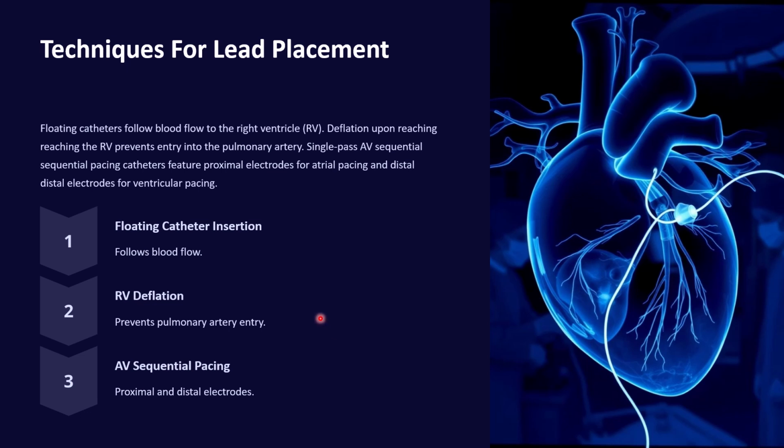Techniques for lead placement. A floating catheter will follow the blood flow into the right ventricle. Once reaching the right ventricle, we will deflate the balloon and prevent it from reaching the pulmonary artery. A single pass AV sequential pacing catheter has a proximal electrode for atrial pacing and a distal electrode for ventricular pacing, which means AV sequential pacing, one for the atrium and one for the ventricle.